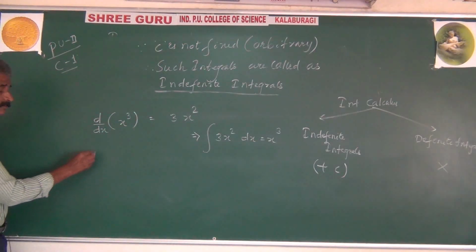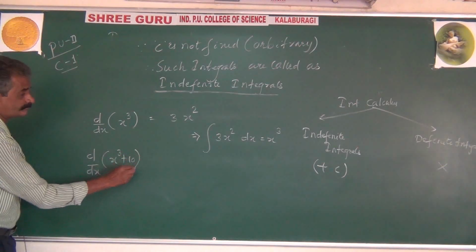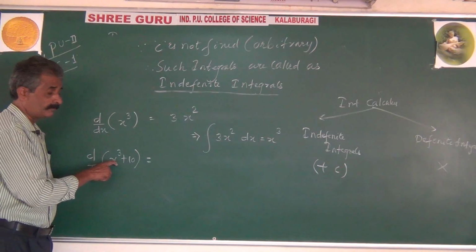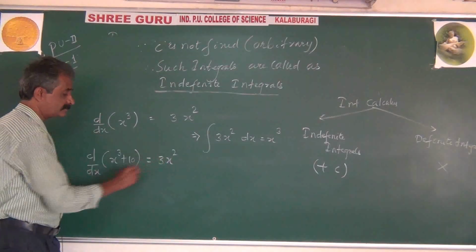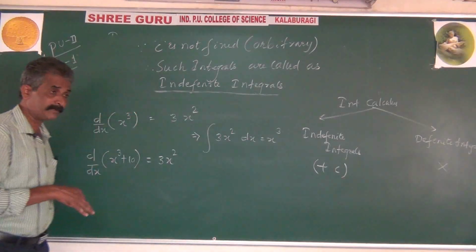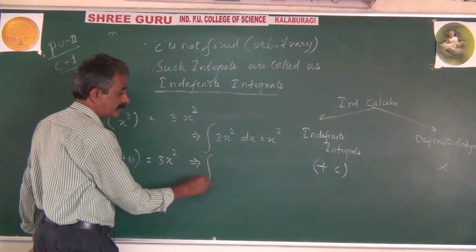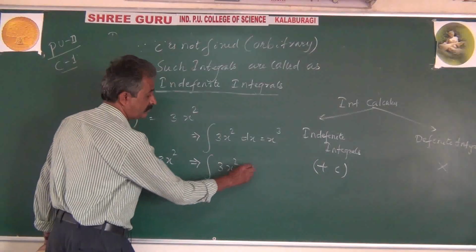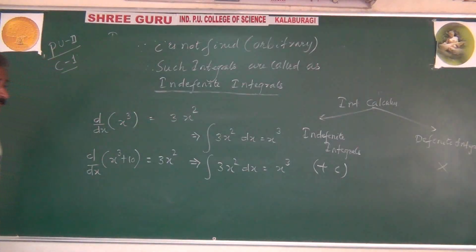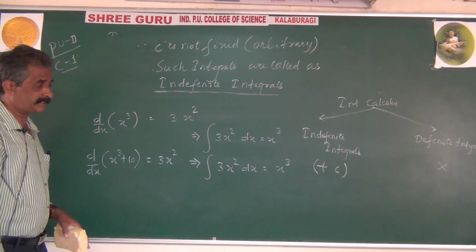Next, we also consider the differentiation of x cube plus 10. When we differentiate, the result of x cube differentiation is 3x square, and the result of differentiation of 10 is 0. Usually in mathematics, in case of addition, we omit 0. This implies again the integration of 3x square dx will be equal to x cube. If you write only x cube like in the earlier case, now there will be some suspicion.